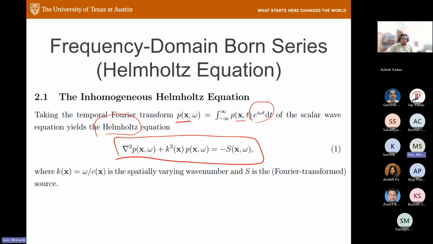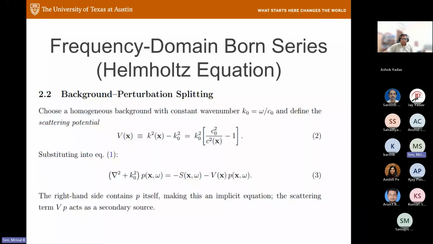So what we do here is we say that I define a scattering potential, which is the difference between k squared minus k naught squared. This is my background wave number, which uses a background velocity c naught.